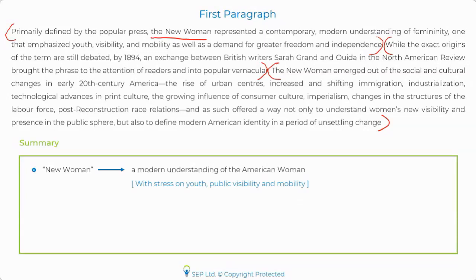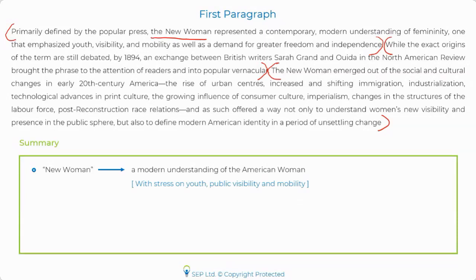Point, the second line tells us that there isn't much clarity about who coined this term or how it came to be formed. There is just this first exchange we know of, but it's not known whether these writers coined it or not. All right. And the last line is a long one. Now, this I'm going to tell you how to read. The new woman emerged out of the social and cultural changes in the early 20th century America.